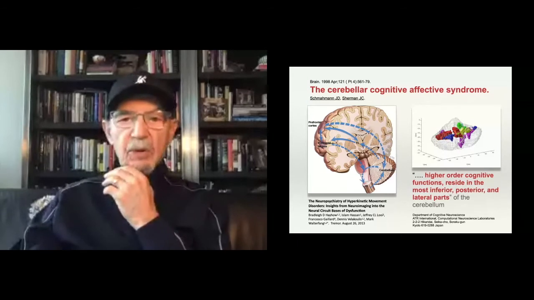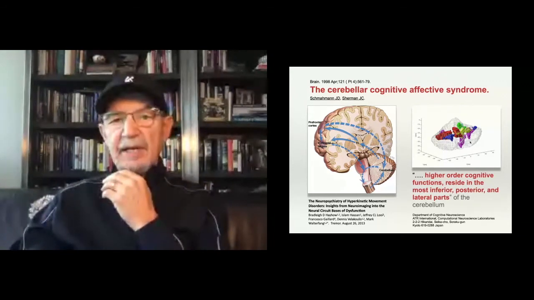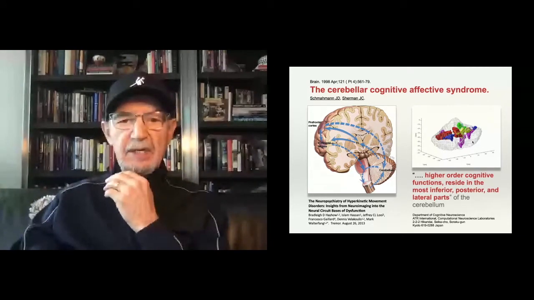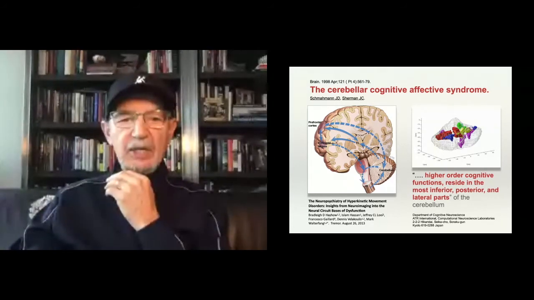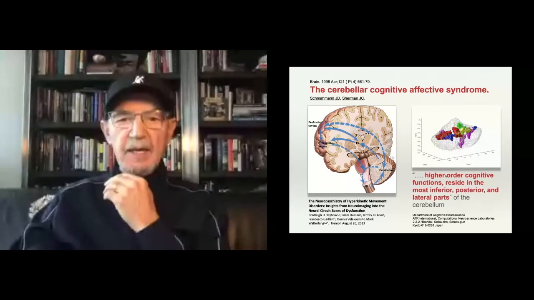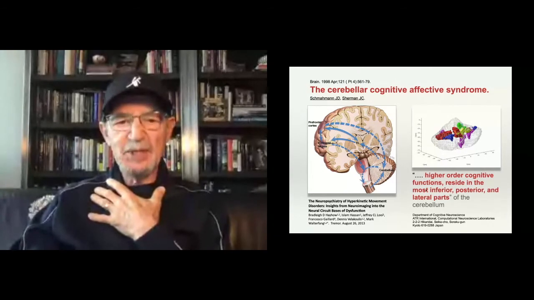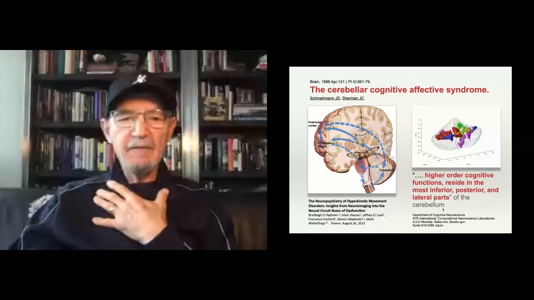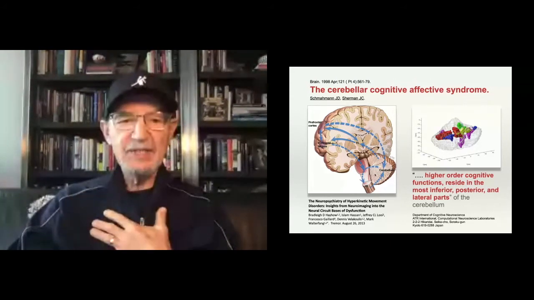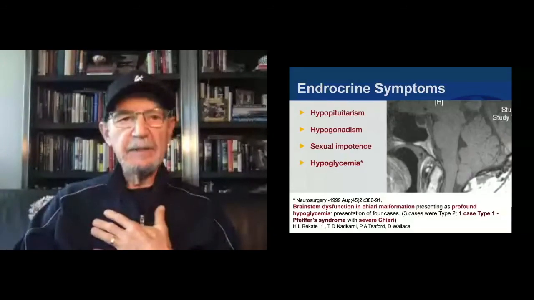Well, here it is right now. New work is showing, you know, when I grew up, the cerebellum was basically a coordination of arms and legs, visual function, et cetera, et cetera. Now, especially in the back lower part of the cerebellum that's being mapped out in here, there are higher order cognitive functions that reside within the most inferior, posterior and lateral parts of the cerebellum. Fortunately, not the tonsils themselves. And these have effects up into the frontal brain, if you will.